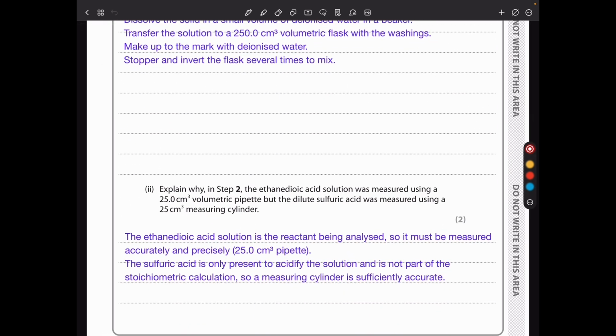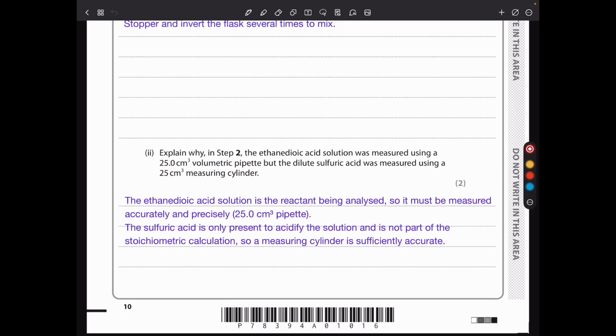Then explain why in step 2 the ethane dioic acid solution was measured using a 25 centimeters cubed volumetric pipette, but the dilute sulfuric acid was measured using a 25 centimeters cubed measuring cylinder. In the stoichiometric reaction, sulfuric acid is just there to acidify, but the amount of ethane dioic acid is going to affect the reaction. So I said the ethane dioic acid solution is a reactant being analyzed, so it must be measured accurately and precisely. A pipette is more precise, while sulfuric acid is only present to acidify the solution and is not part of the stoichiometric calculation, so a measuring cylinder is sufficiently accurate.